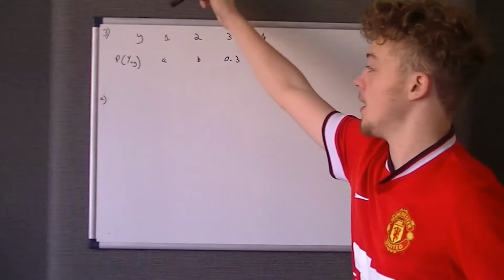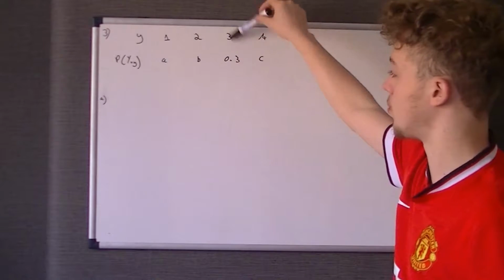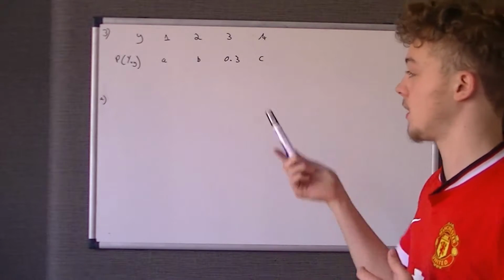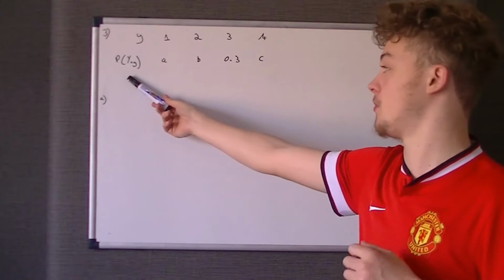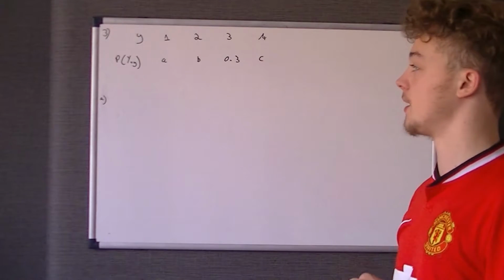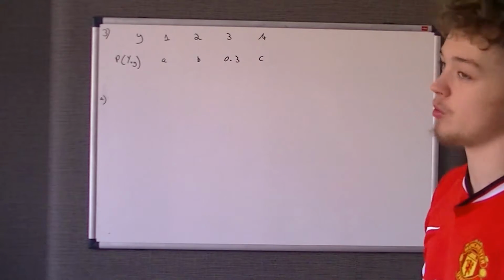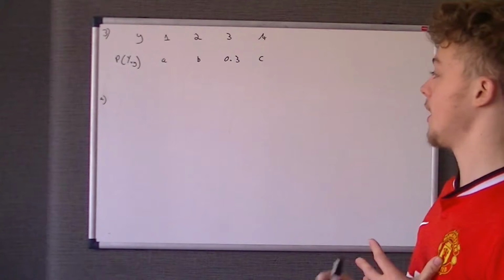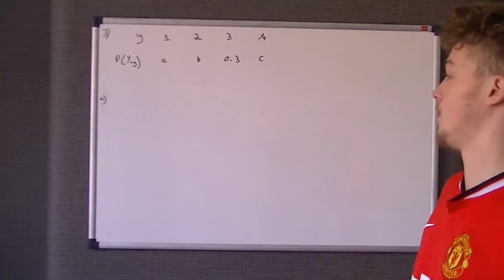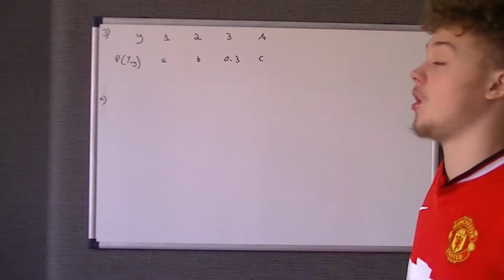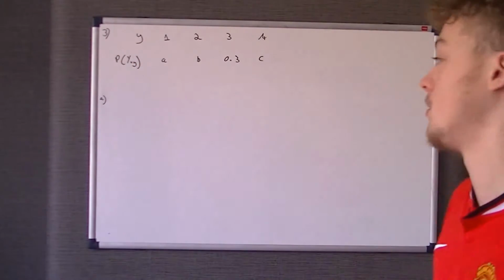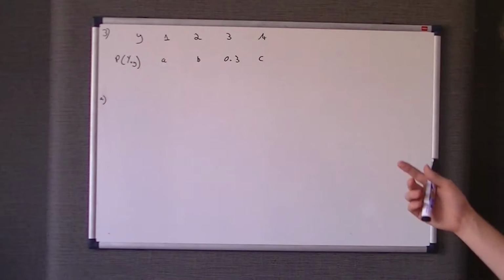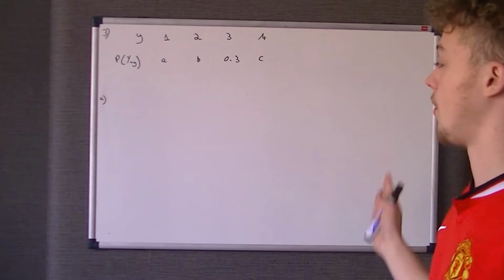We've got values of y of 1, 2, 3 and 4, and there's p of y equals little y. Basically it's the probability of each of these outcomes, but we're not actually told all of them. We're told that the probability of y being 1 is equal to a. Now a is between 0 and 1, because it can't be greater than 1.